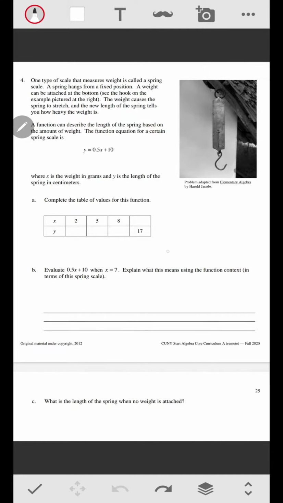Hey everyone, in this video I will explain question number 4. So let's read the question first. It says one type of scale that measures weight is called a spring scale. You can see from this image.